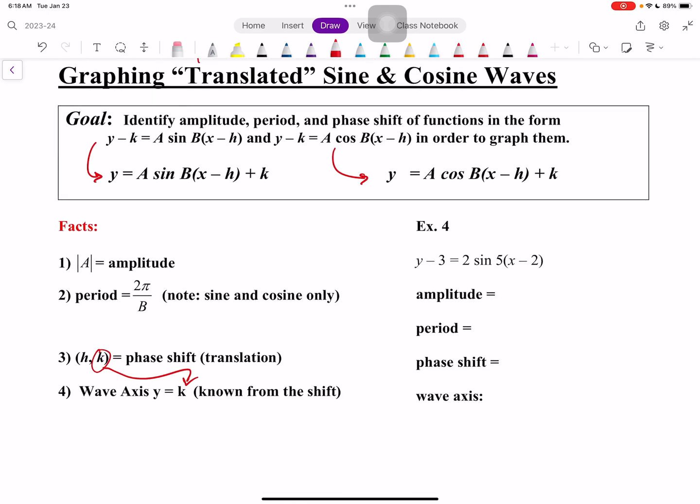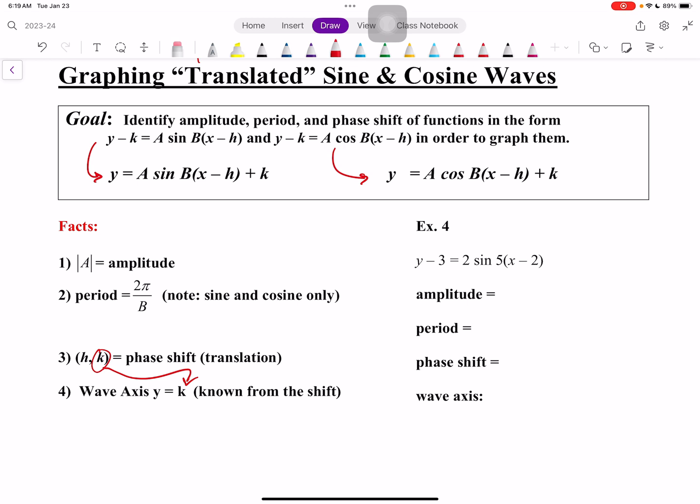This is Mr. Aynesworth again, and we're going to get into yet another lesson. This time, we're going to be given a function, not the graph, and we're going to be able to determine the amplitude, the period, the shift, and the wave axis, and then use that information to graph the function. All right, so let's get on it here.